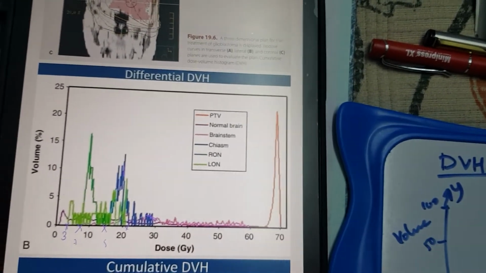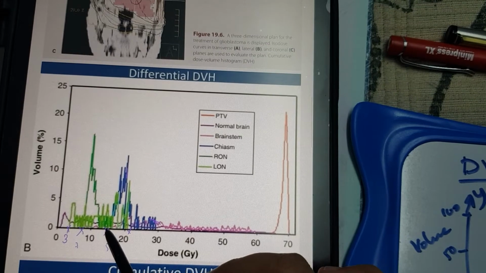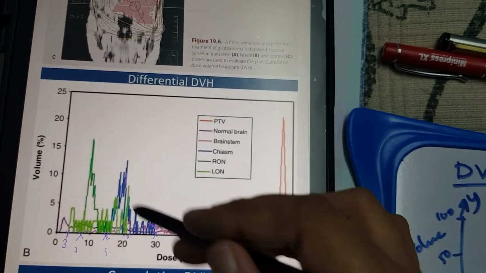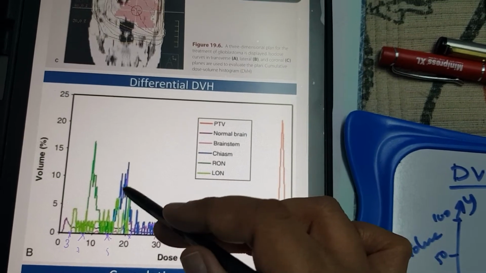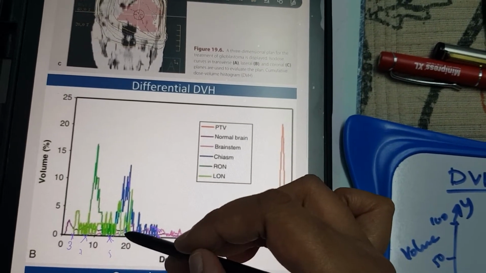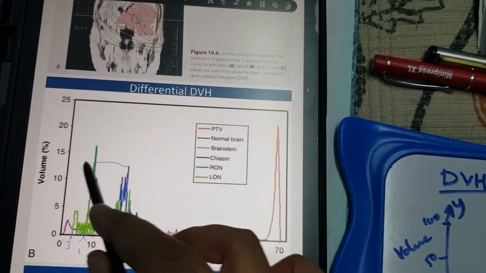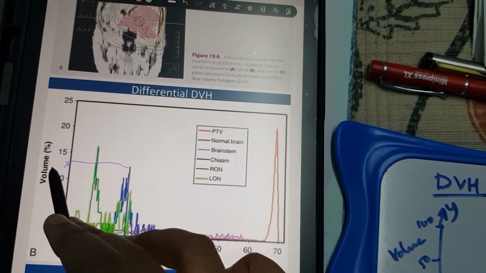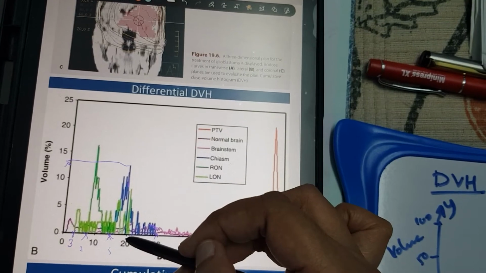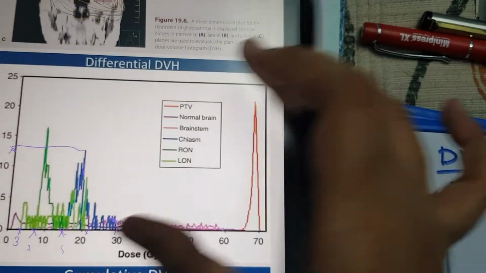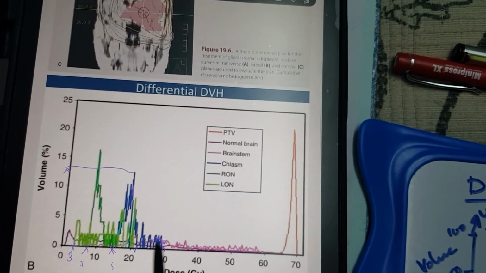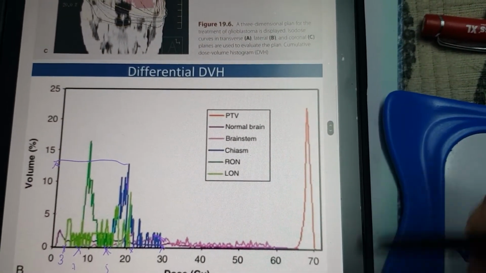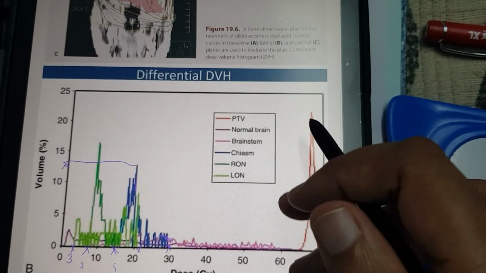So that shows the percentage of volume, which is the minimum dose and the maximum dose, and what percentage of the volume is receiving how much dose. For example, 10 to 15% of the volume of the optic chiasma is receiving 20 gray. So that's the differential DVH. For each organ you can say how much it is, but the differential DVH is mostly useful for the PTV, not as much for the OARs.